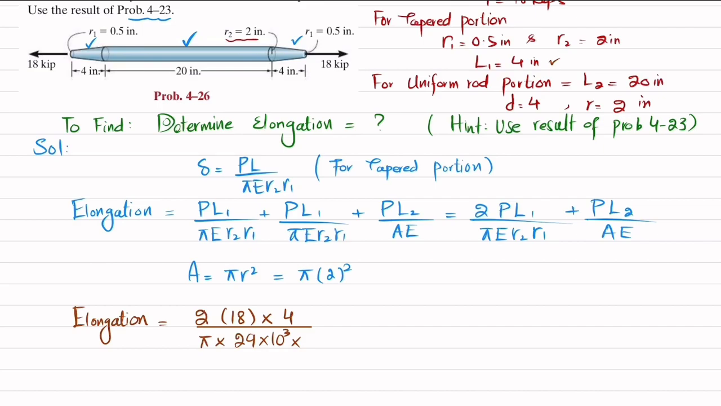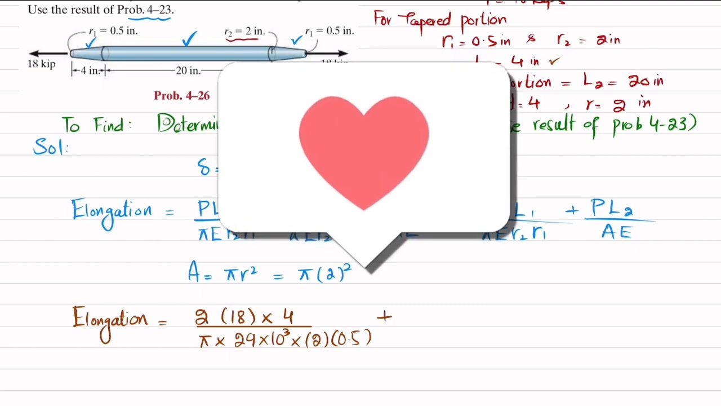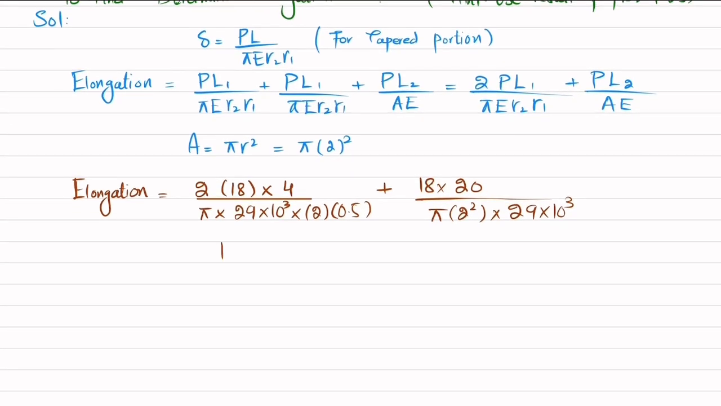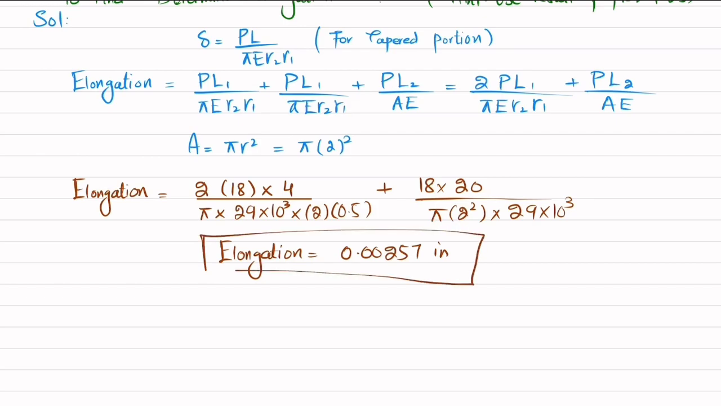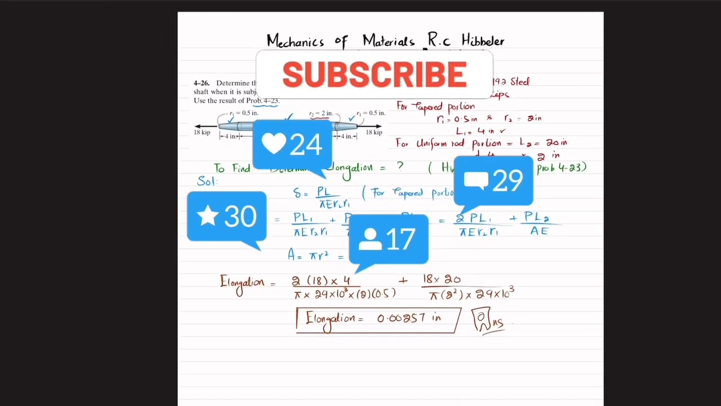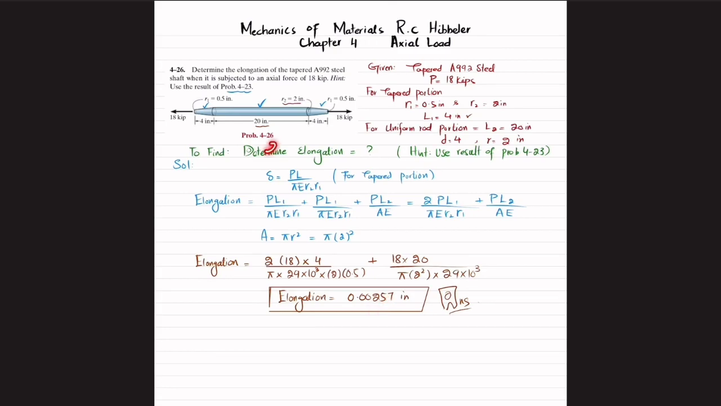R2 is 2 into R1 is 0.5, plus P, which is 18, into the length of the uniform rod, which is 20, divided by the area, which is pi into 2 square, into E, and that E is 29 into 10 raised to power 3 ksi. When you solve this, the elongation comes out to be 0.00257 inch. And that is the answer to this question. So due to this tensile loading, the total elongation in this tapered A992 steel comes out to be 0.00257 inch. That was all about this problem 4-26.